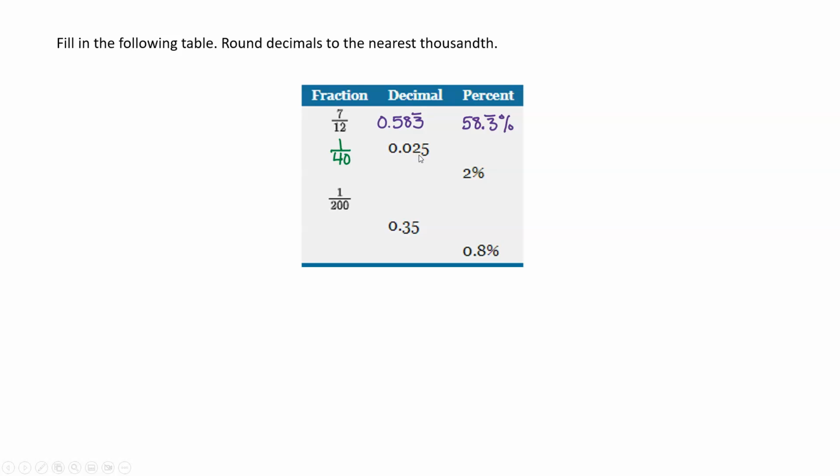And again, to turn this decimal into a percentage, it's always better to go from decimal to percentage. It's just a moving of a decimal point. This would be 2.5%.